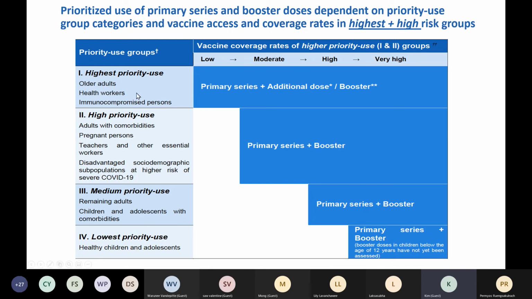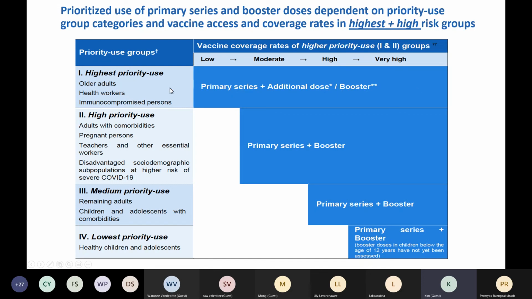And of course, the highest priority is a mixture of people at high risk, that is older adults and immunocompromised persons, and others who you really don't want to get the disease because you want the health workers to remain in the workforce. So health workers get into the highest priority. And in this case, they should all be vaccinated.